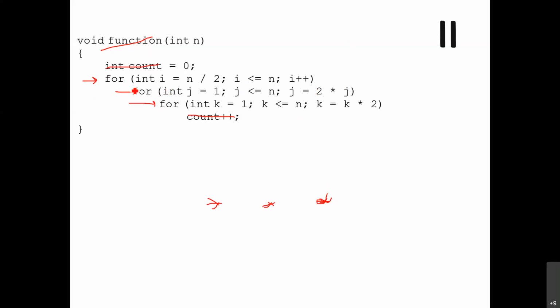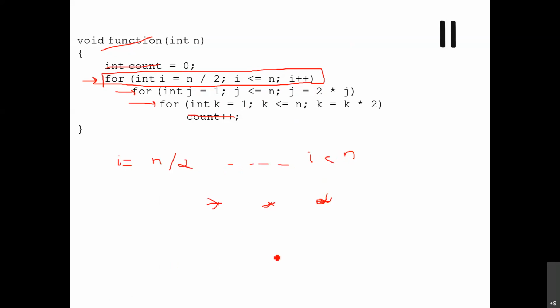So can anybody tell me the first loop, what's the complexity of it? Fair enough. So we're starting from n over 2. So i starts from n over 2. We keep going until i reaches n. So whatever n is, it's like we're starting in the middle.